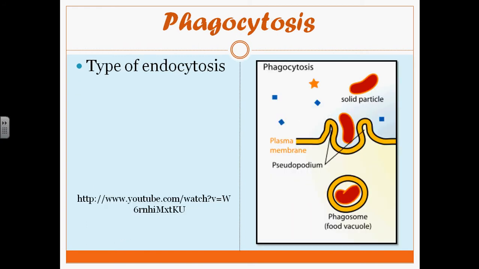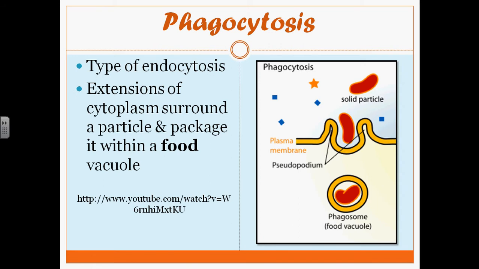Phagocytosis is again a type of endocytosis. This occurs with extensions of the cytoplasm when it surrounds a particle and packages it within a food vacuole. Again, a vacuole which is holding something, and phago means food. I do have just a quick little video if you want to check it out on YouTube. You might want to go there just to see this actually in action.